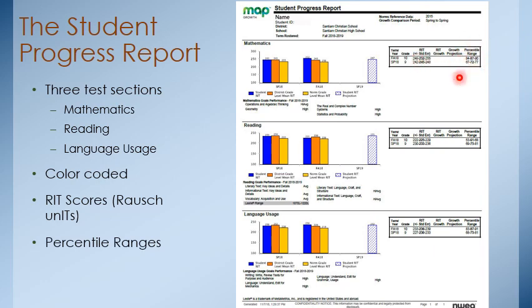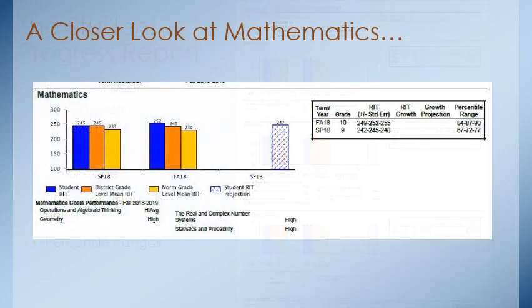It might be worth noting that RIT just stands for Rasch unit and simply describes the type of continuous scoring scale that measures progress from elementary grades all the way through high school. So let's take a closer look now, beginning with math. Here we have just the math section. Again, your student's score is in blue.